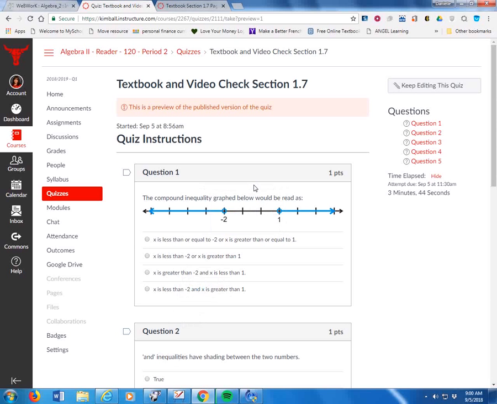Okay, in this section, we're dealing with something called compound inequalities, which is really kind of the same thing as doing two inequalities at the same time. Okay, so it's just one more step beyond just regular inequalities we worked on yesterday.